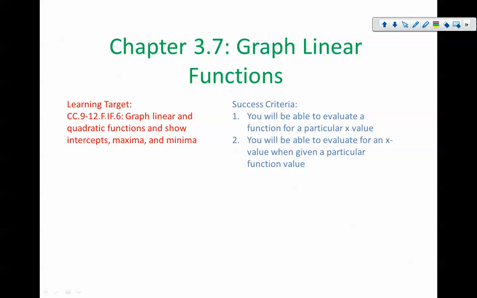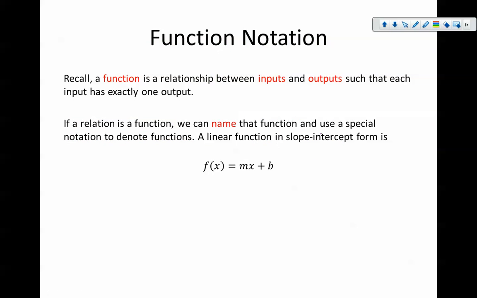This is chapter 3.7. It is our last section in chapter 3, and in it we're going to look at linear functions. In this last section, we're going to do two things. We're going to be able to evaluate a function for a particular x value, and we're going to be able to evaluate for an x value when given a particular function value. So let's go ahead and take a look at this again.